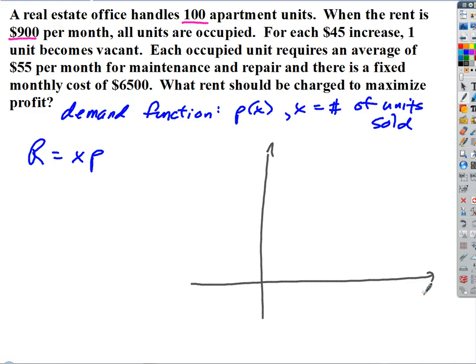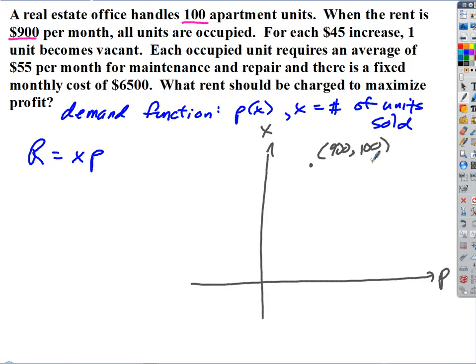So let's say, this is going to be kind of backwards, but we'll do P on this axis and X on that axis. What are my data points then? When the price is 900, we get a certain number rented, right? So there's our point right there. We get 900 for P, 100 for X. Make sense?